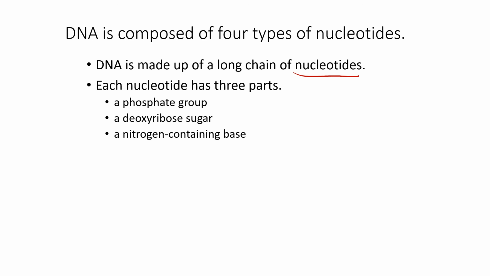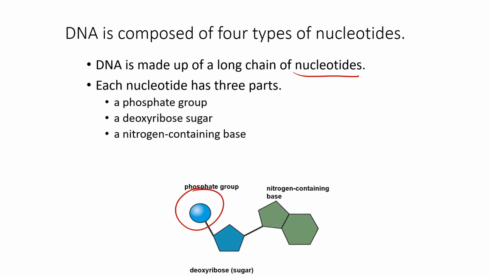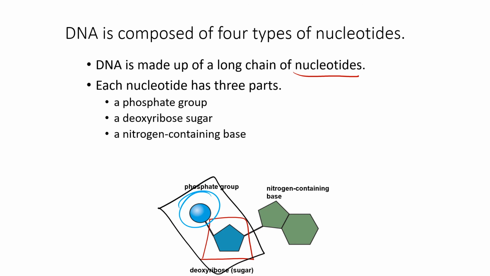It has a phosphate sugar. Excuse me, I circled the wrong thing. That's the phosphate group. It has a sugar right here, and we know it's a sugar because of that pentagon shape. It has a phosphate group, which is up here. And these two together make up the backbone of the DNA. Then it connects to a nitrogen-containing base.